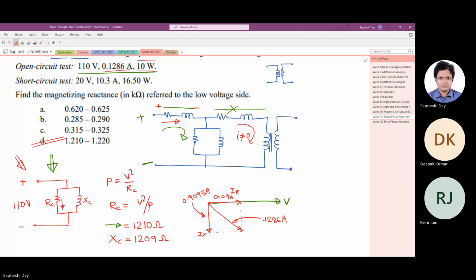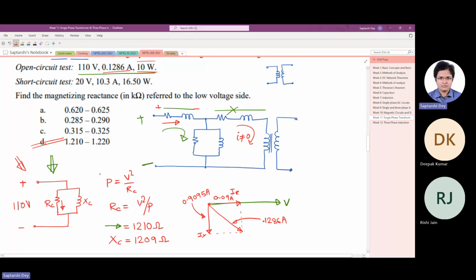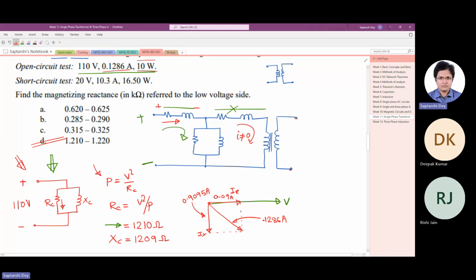Are you sure? Yes, RC is also in parallel. So if you know the energy consumed by a resistor, and if you know the voltage across it, can you not find out the value of the resistor? Yes. So this is the formula for that: P equals V squared by RC, V squared by R. I understand how the RC value comes.